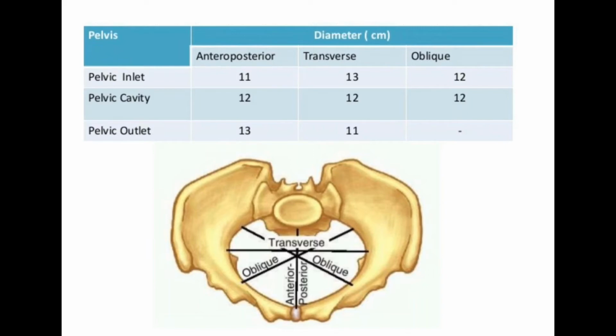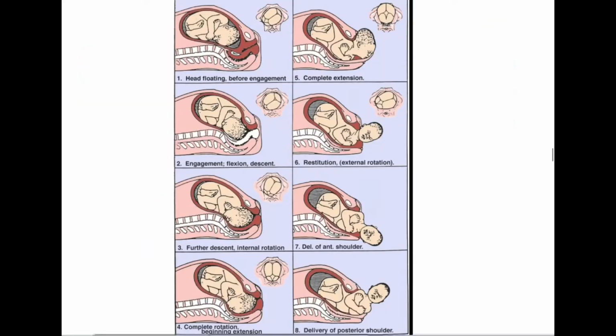Okay, so let's speak about the events or the mechanism of normal labor. We have first of all the descent. Because before engagement the head is floating in the abdomen, the head has to engage first in the pelvis and then descend furthermore. So first of all, the head has to engage. The engagement, as I told you, is when the greatest transverse diameter passes through the pelvic inlet. When the biparietal diameter passes through the pelvic inlet, that's engagement.